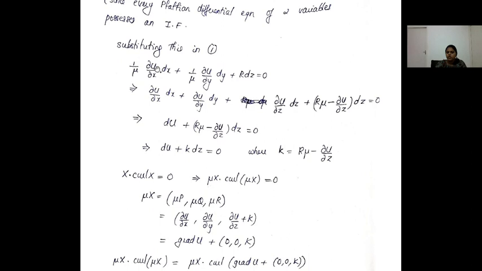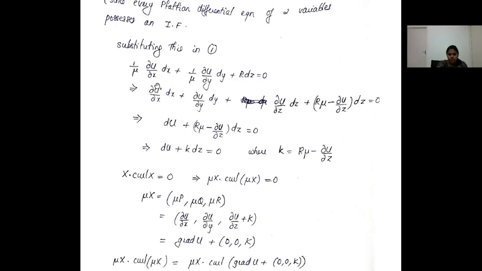Replace P and Q inside it. So P will be 1 by mu dou u by dou x into dx, then 1 by mu dou u by dou y into dy, plus R dz equal to 0. Now I am going to add and subtract the term dou u by dou z into dz. So I am adding and subtracting this particular term.